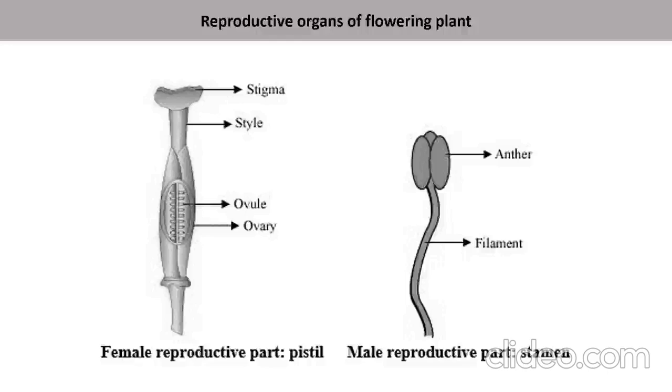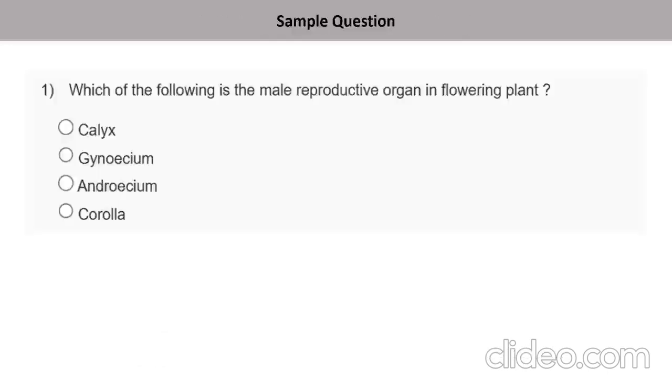Okay, so these are the two reproductive organs of the plant. One is androecium and the other one is gynoecium. So going back to our question, which was which of the following is the male reproductive organ of the flowering plant? The answer is androecium. Okay, so let's go ahead with the next question.